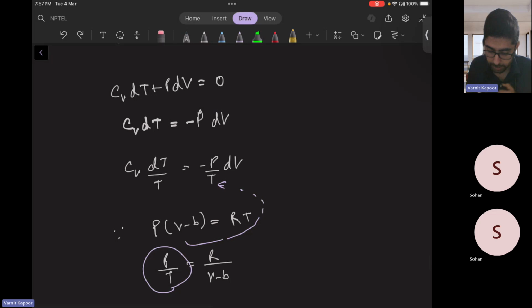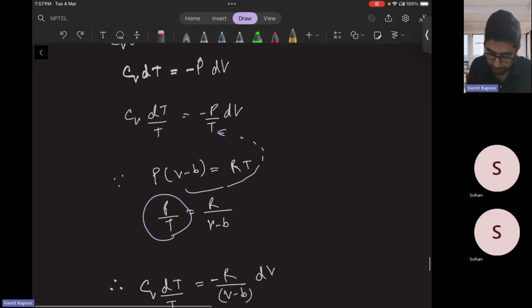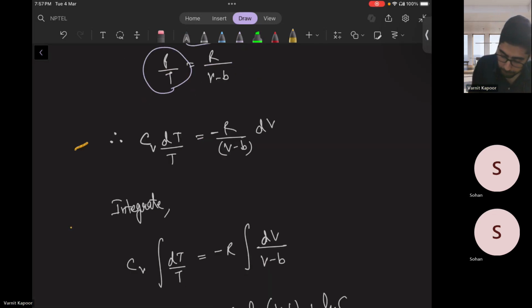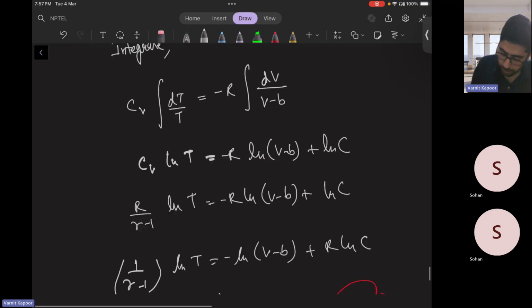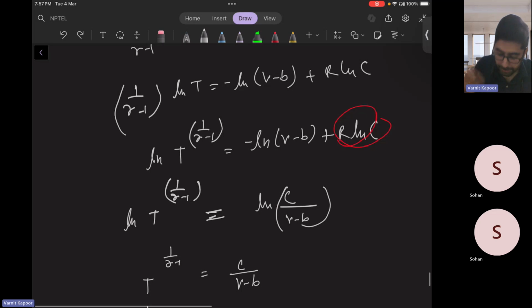Transpose it to the right hand side. You can write P into (V minus b) is equal to RT. So the P by T ratio is R by (V minus b). You put that here, so you get the equation CvdT by T is equal to minus R dV by (V minus b). You can integrate now. On integration, you get Cv ln T minus R ln (V minus b) is equal to ln C. Cv is nothing but R over gamma minus 1 for a gas. Now R ln C can again be written as capital C, or whatever C you want. It's again a constant only.